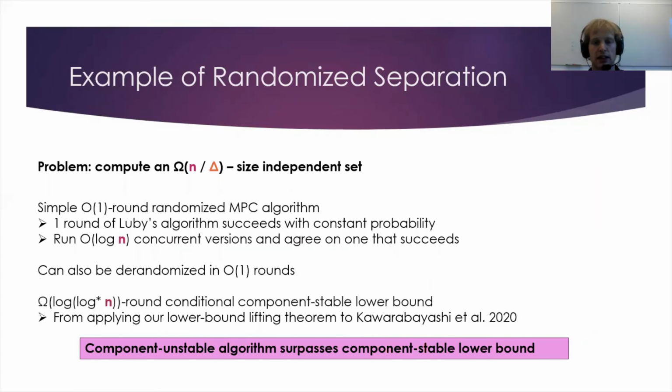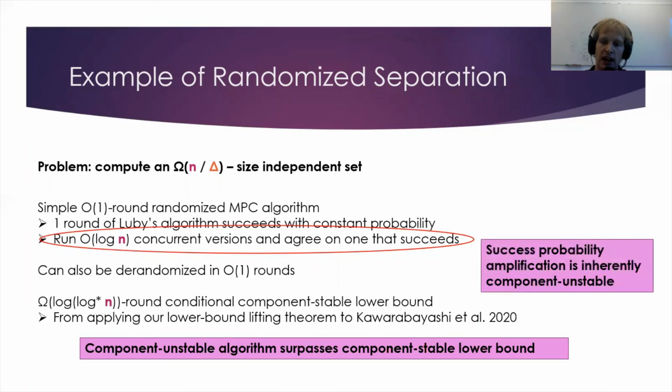And the reason for this, the place we're using component instability to help here, is this step, running concurrent versions of an algorithm and agreeing on one that succeeds. And this is a version of a technique which is often called success probability amplification. It's quite commonly used, and it's inherently component unstable because we're running a bunch of different versions of some process, and we're picking one based on some global success criteria. And the one we pick defines our outputs for all of the nodes, regardless of the connected components. So the whole process is completely component unstable. And that's what's giving us extra power here to surpass the lower bound.